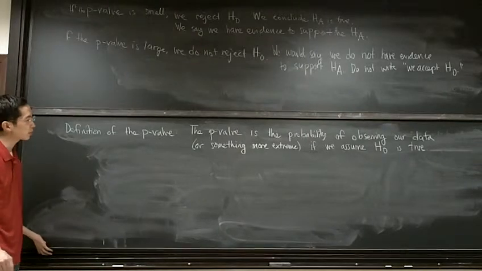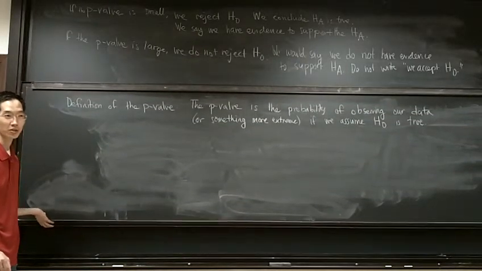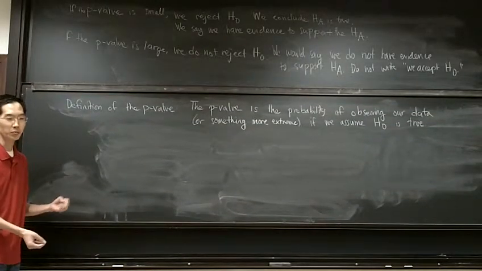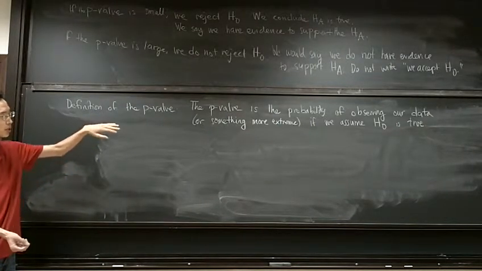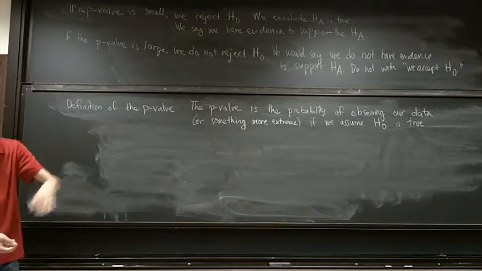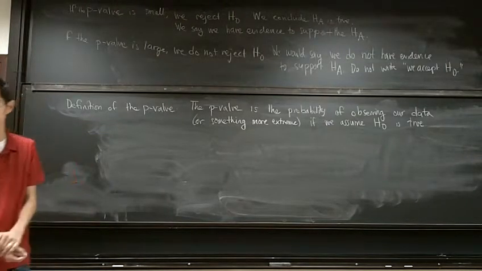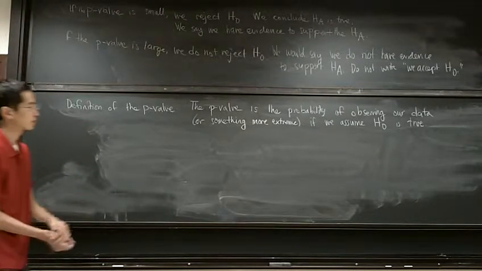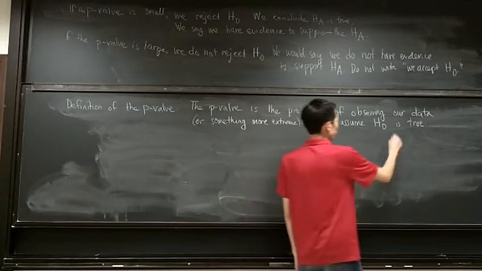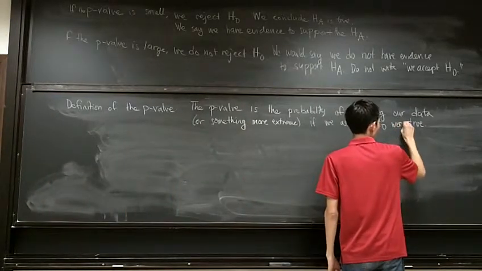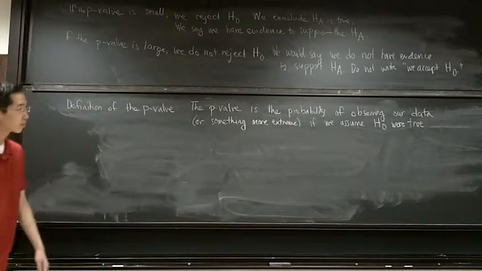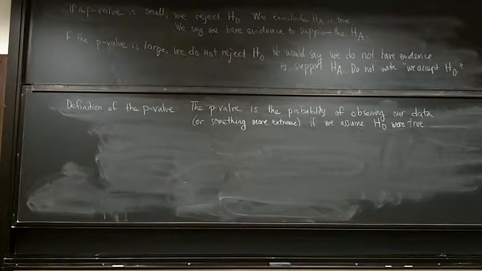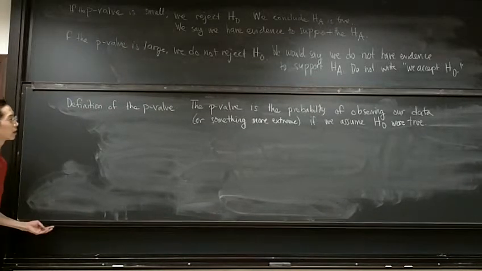So it's not the probability that the null hypothesis is true. It's the probability of observing our data, or something more extreme, if we assumed the null hypothesis were true.